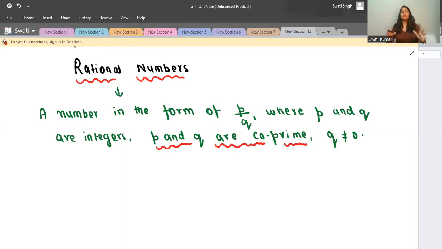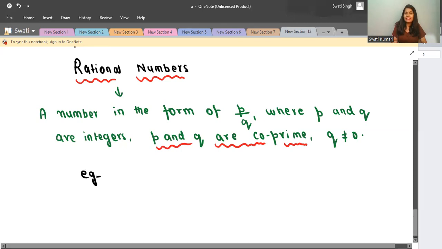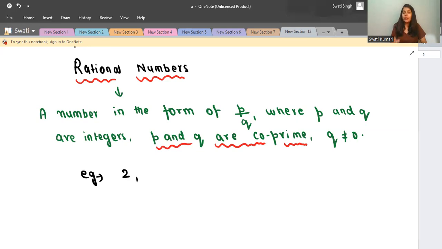So this is a rational number: a number in the form of P by Q, where P and Q both are integers, P and Q are co-prime, and Q is not equal to 0. You have infinitely many examples for rational numbers. Let us start with 2. Is 2 a rational number? Absolutely, it is a rational number, because 2 you can also write down as 2 upon 1.